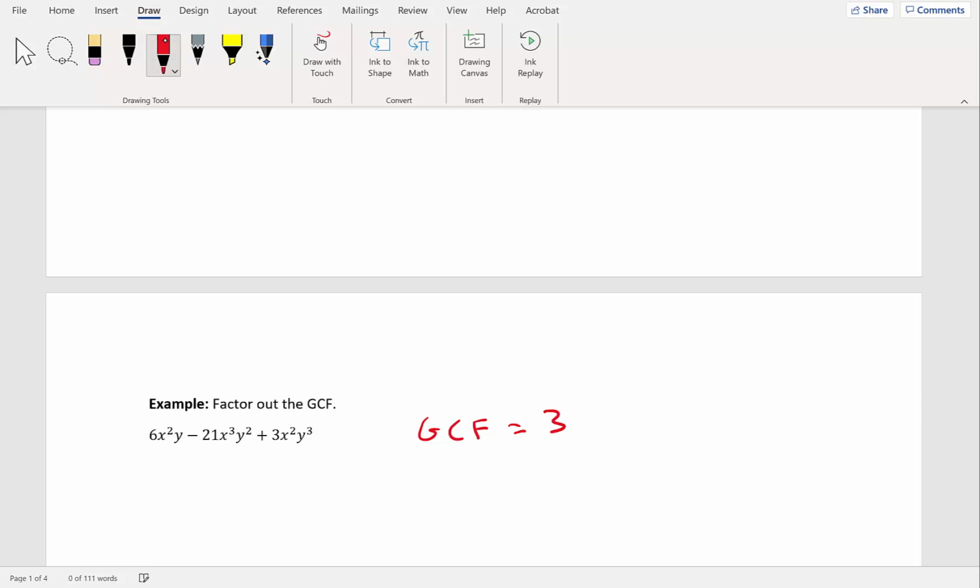Now let's take a look at how many x's they have in common. Over here we have an x squared, an x cubed, and another x squared. So the most they have in common is x squared. Now take a look at the y's. See how many they have in common?